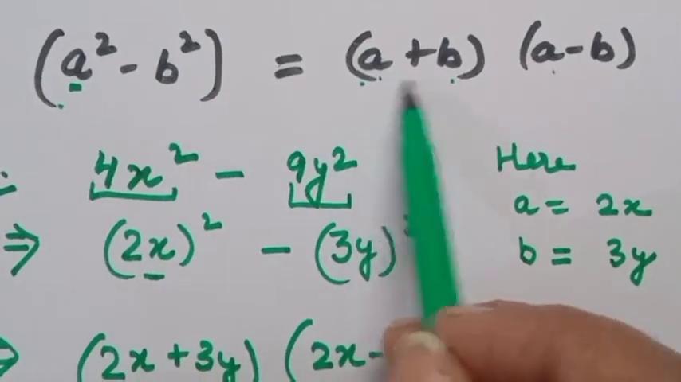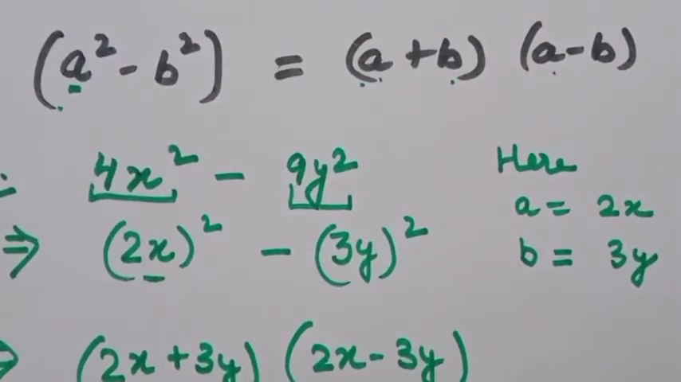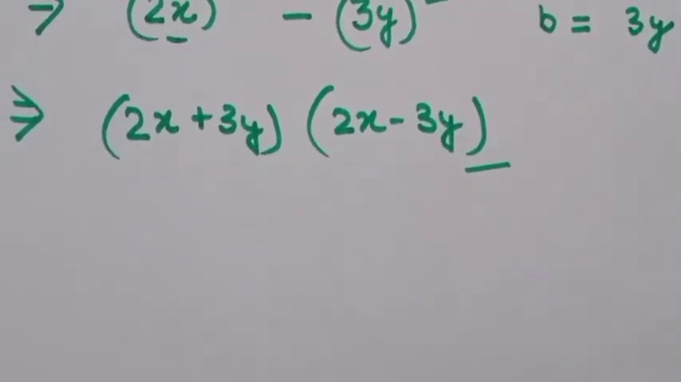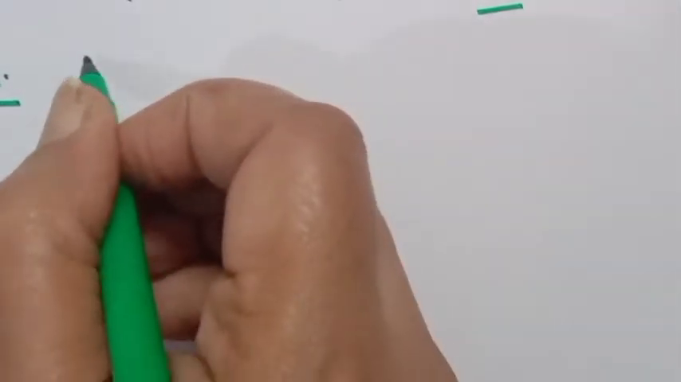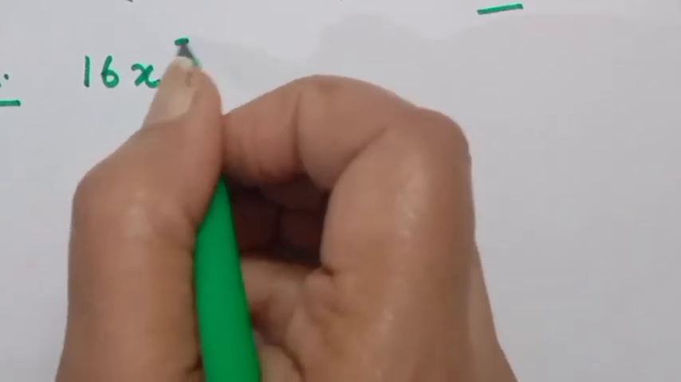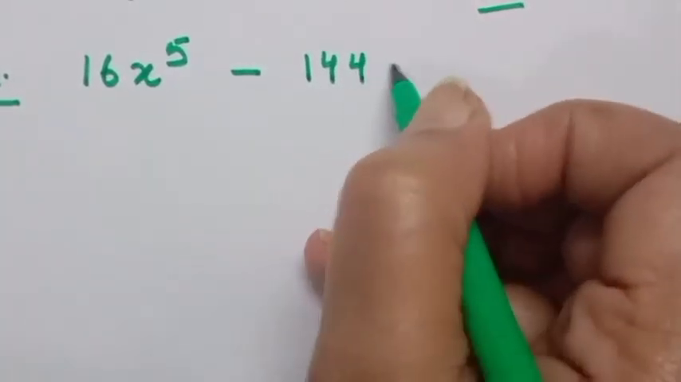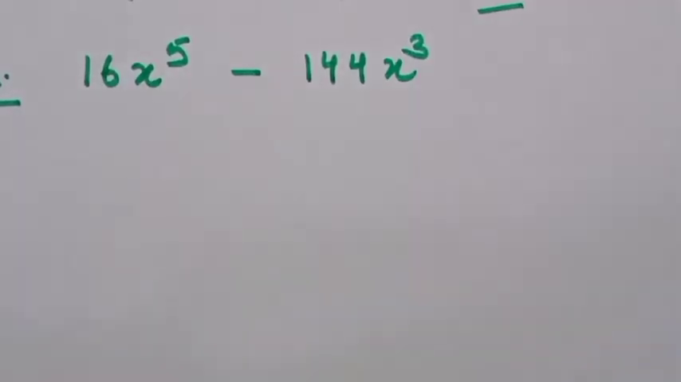First term square minus second term square can be written as first term plus second term multiplied by first term minus second term. After this, I'm going to take a few more examples from your book only. So here we have 16x raised to the power 5 minus 144x raised to the power 3, or x cube.